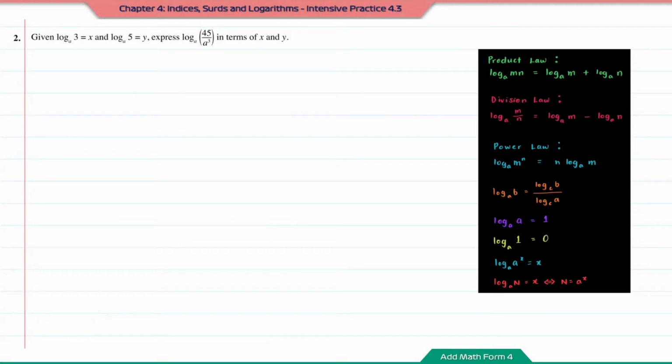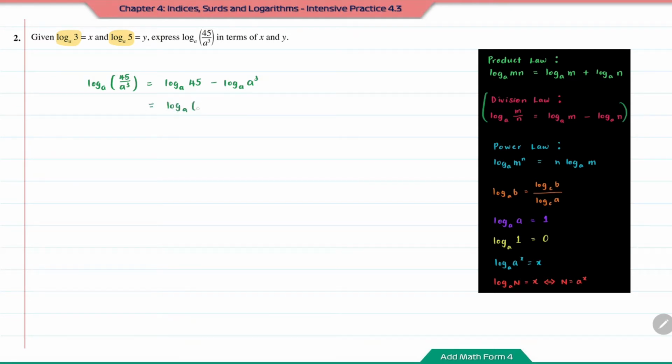Question number 2. Given log base a of 3 is equal to x and log base a of 5 is equal to y, express log base a of 45 over a cubed in terms of x and y. So we need to convert the log base a of 45 over a cubed to log base a of 3 and log base a of 5 so that we can have the terms x and y. So first, the log base a of 45 over a cubed. Using the division law here, I can write this as log base a of 45 minus log base a of a cubed.